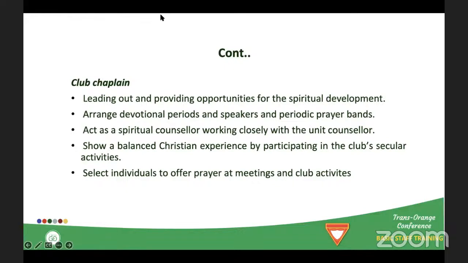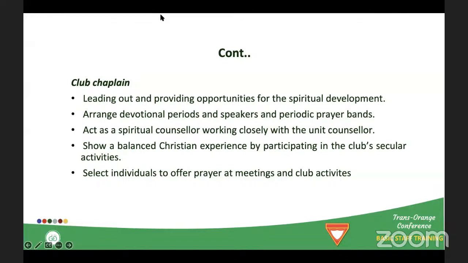Club chaplain. The club chaplain leads out in providing opportunities for spiritual development. Arrange devotional periods and speakers and periodic prayer bands. Act as a spiritual counselor, working closely with the unit counselor. Show a balanced Christian experience by participating in the club's secular activities. Select individuals to offer prayer at meetings and club activities.